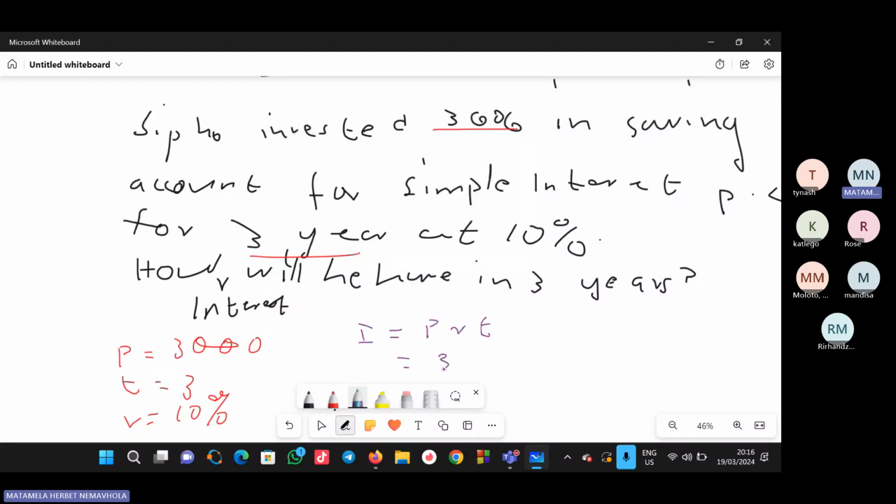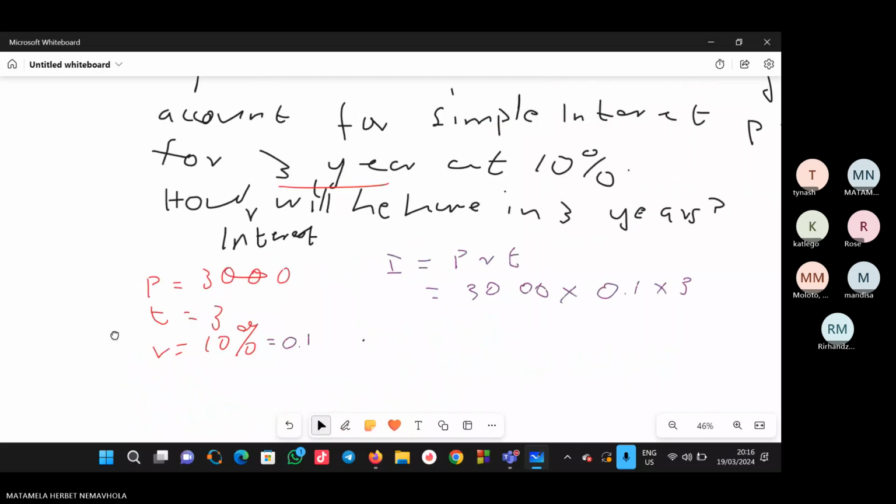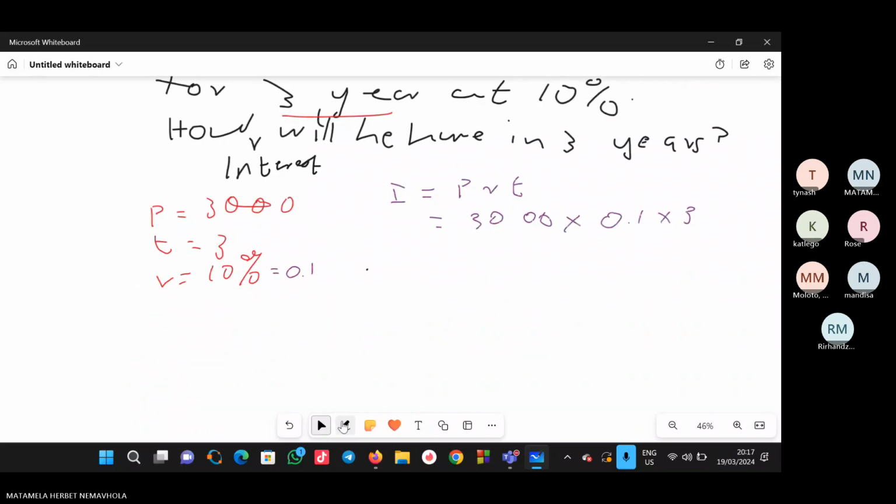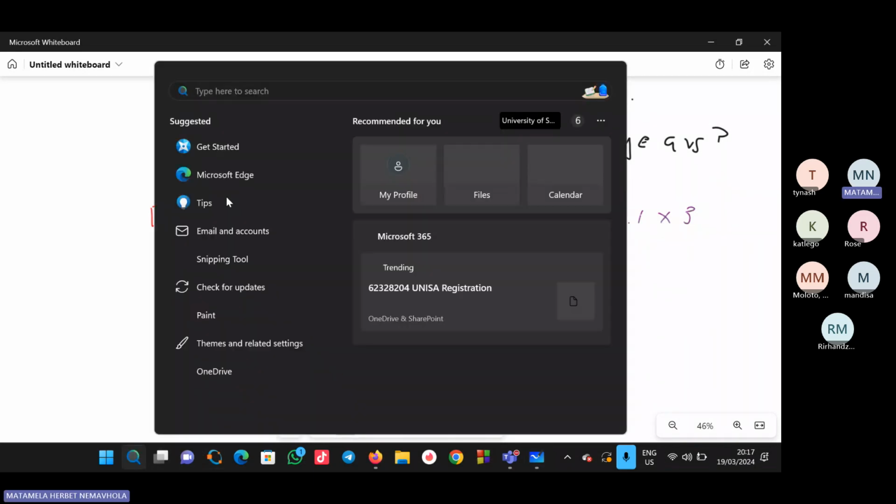PRT is just going to be 3,000 multiplied by R, which is 10%. You must convert it to become 0,1. Then you multiply it by 0,1. You multiply it again by 3, which is 3 years. Then when you have this, you can use a calculator to calculate it.